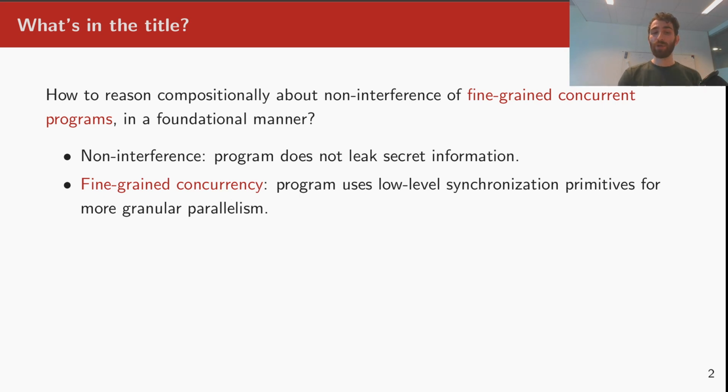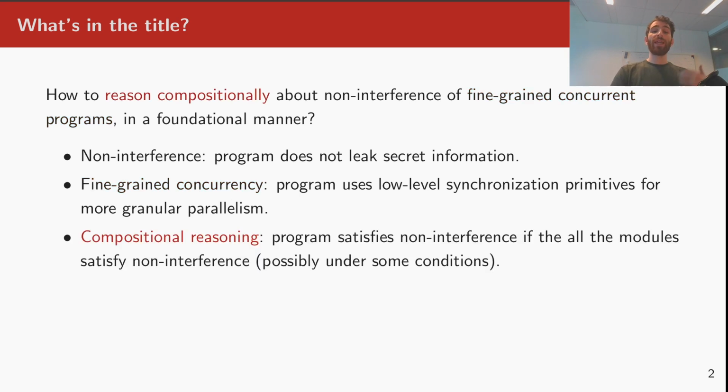We want to reason about non-interference of such programs in a compositional way. For example, if we have a library and a client using this library, what do we need to know about both of these components separately in order to conclude that their composition is secure? Can we prove non-interference, possibly under some conditions, for the library and for the client separately, and then compose the proofs together?